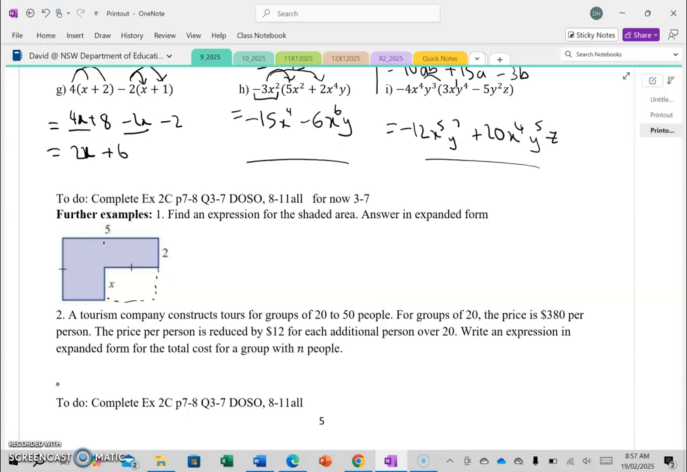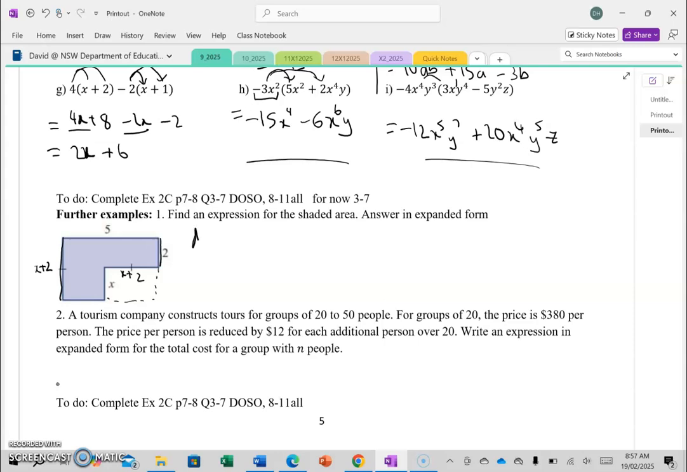What I might try and do is figure out some information that's missing first. Okay, so let's have a think. What do I know? I know that that's 5, I know that that's 2, that's x. So if that's 2 and that's x, this length has to be this plus this, which means that this dash here is also x plus 2. Okay, so I know the dimensions of the rectangle on the outside, and I know the dimensions of this smaller rectangle that I can subtract. So I think that's probably the easiest way to do that.